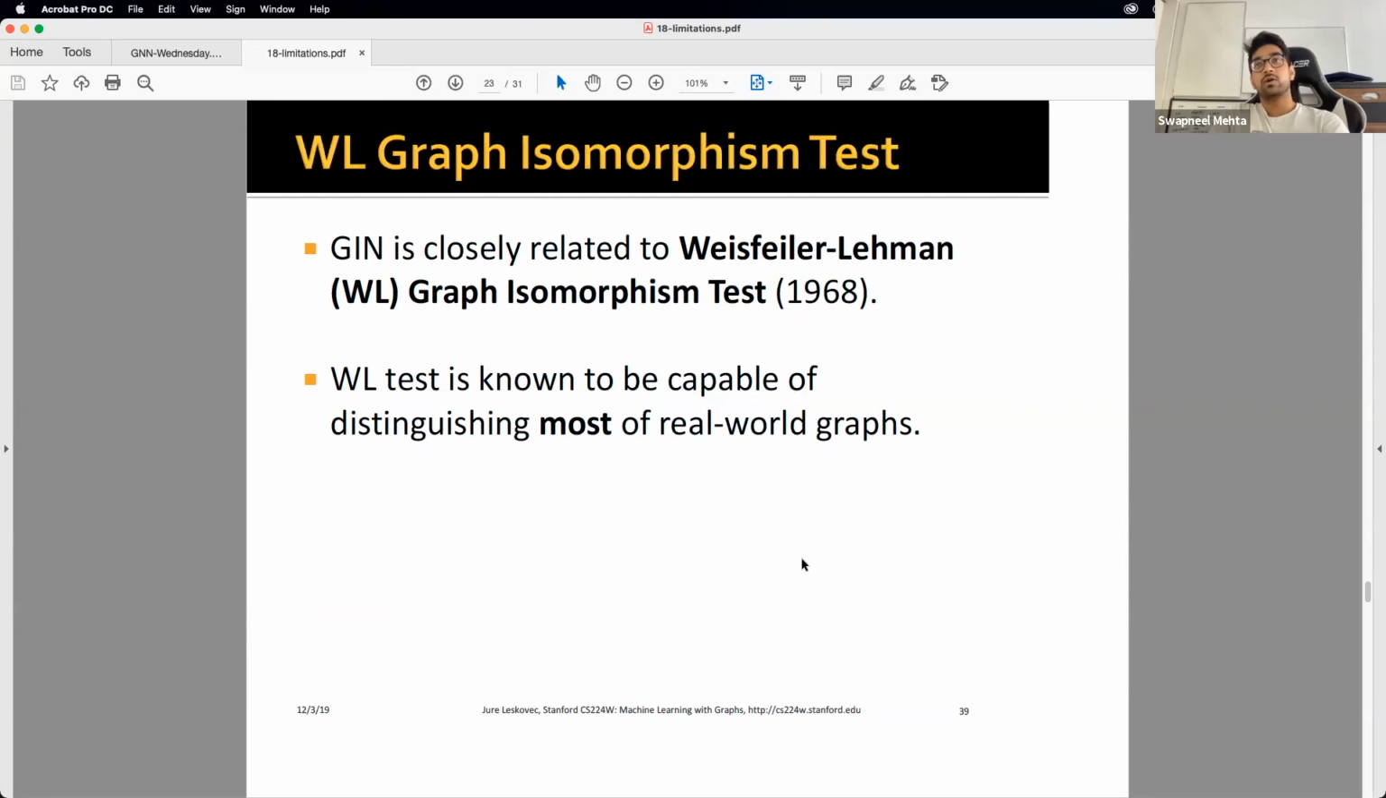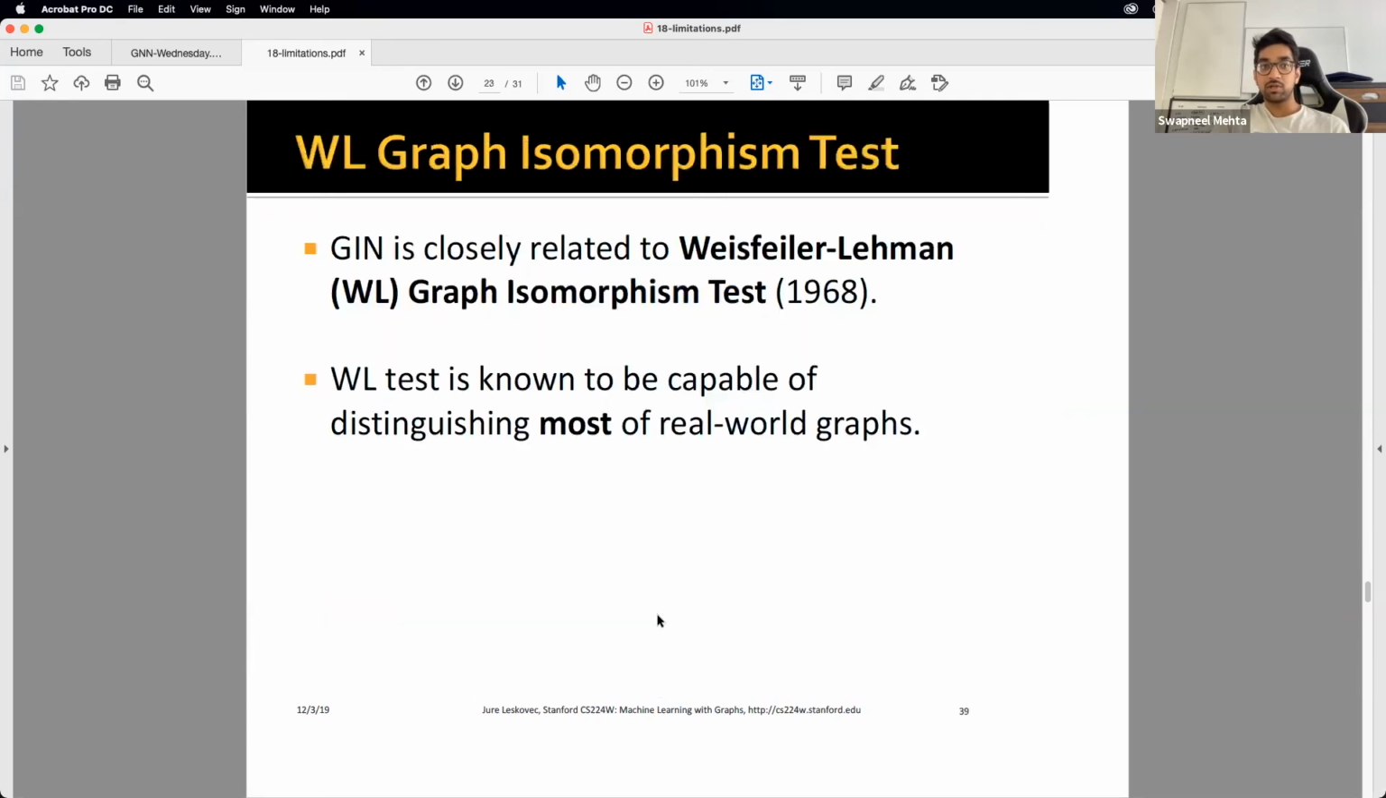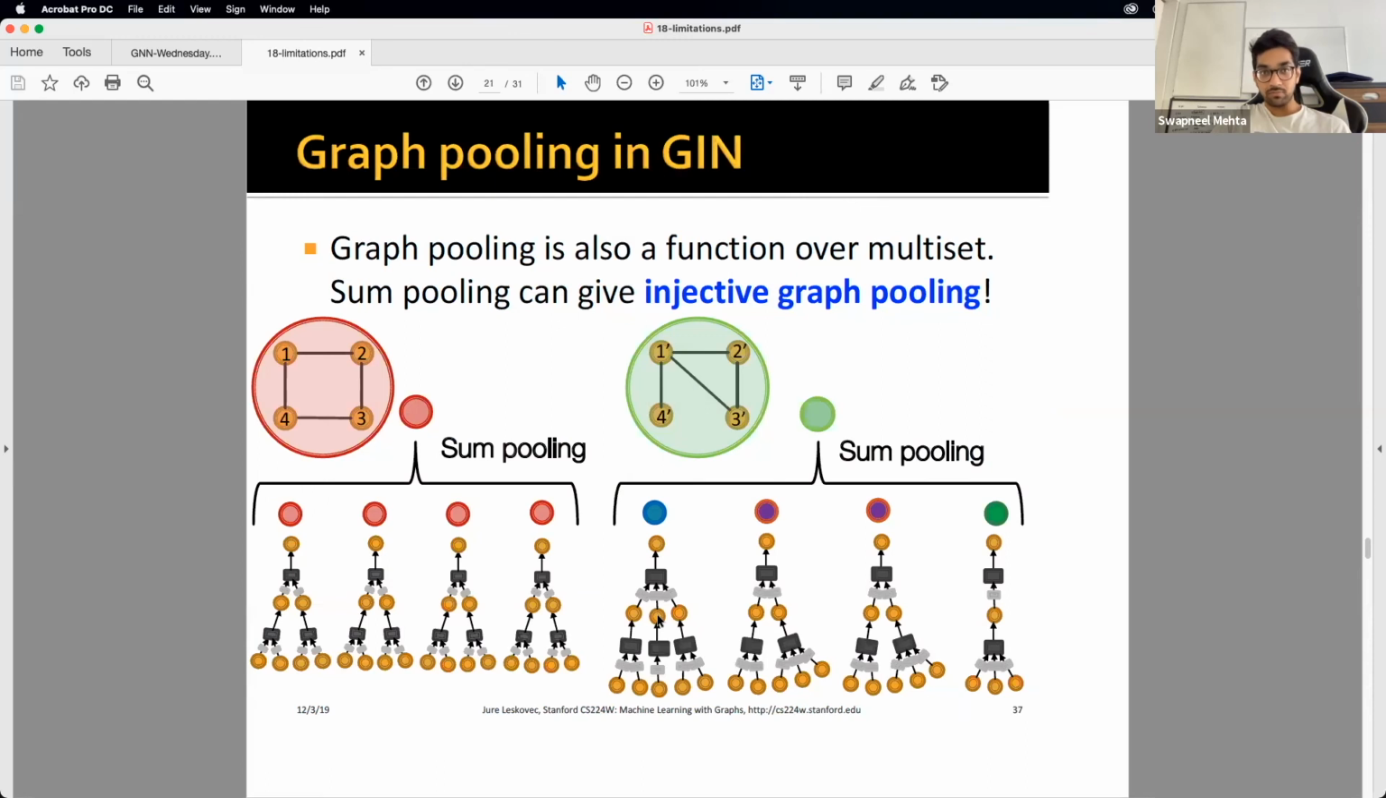I want to talk a bit about the WL test really quickly. You remember how we built this graph by examining neighbors at each stage? Well, that is essentially what the WL test does. So what you're doing is, at each stage you're looking at neighbors, comparing it with the other graph, seeing if there are any differences. If not, then they're both similar.